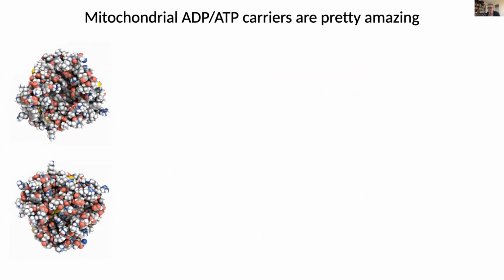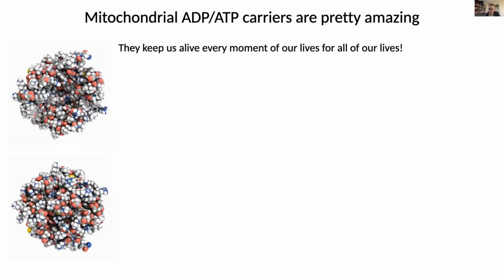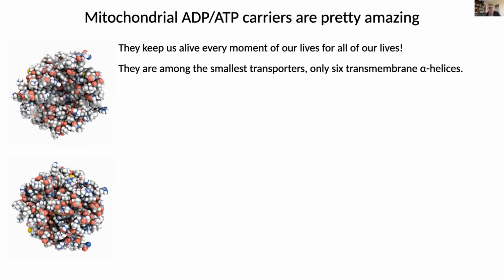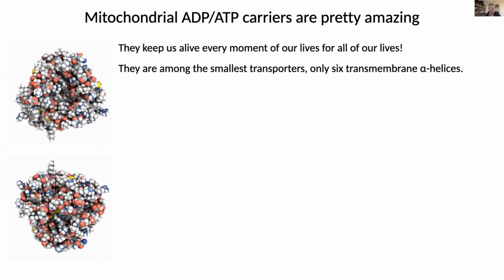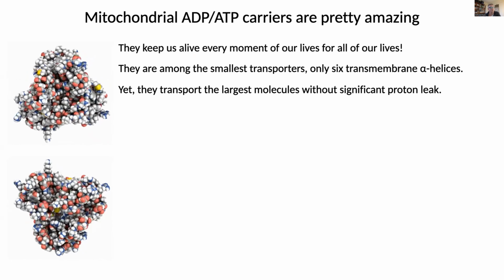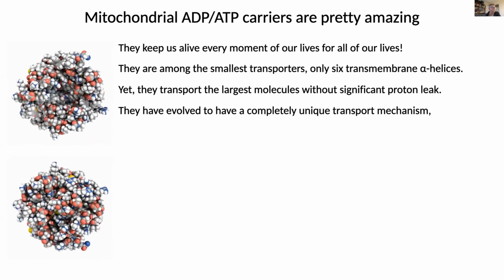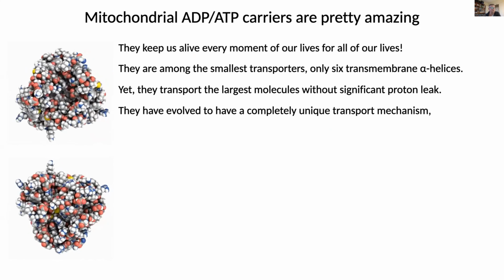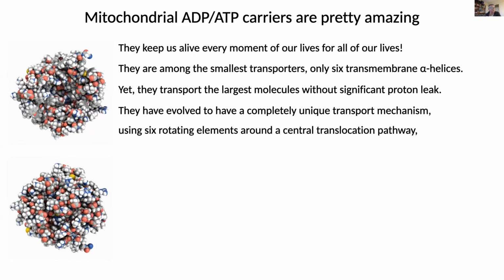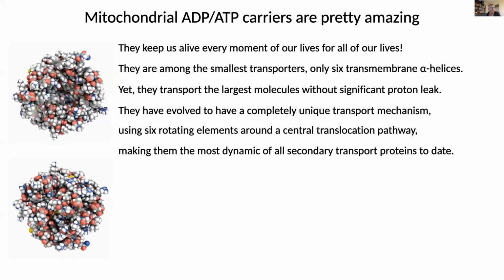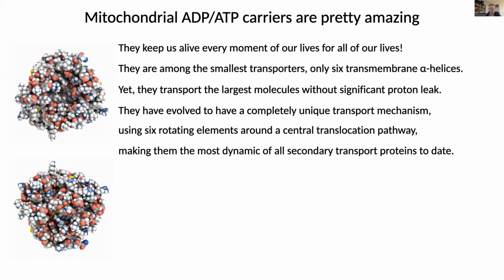So we've seen that ADP carriers are really pretty amazing. They keep us alive every moment of our lives, for all of our lives. They're among the smallest transporters in nature, only about 30 kilodaltons, and they only have 6 transmembrane alpha helices, but they transport some of the largest molecules, like ADP and ATP, and they do so without significant proton leak. They've evolved to have a completely unique transport mechanism, not replicated anywhere else, that uses 6 rotating elements around the central translocation pathway, making them the most dynamic of all secondary transport proteins to date.